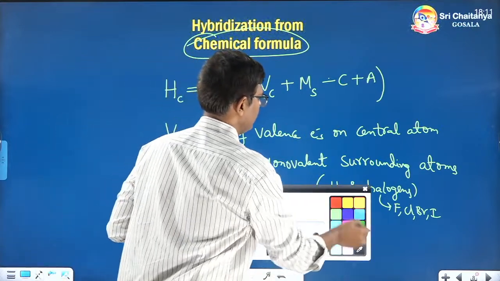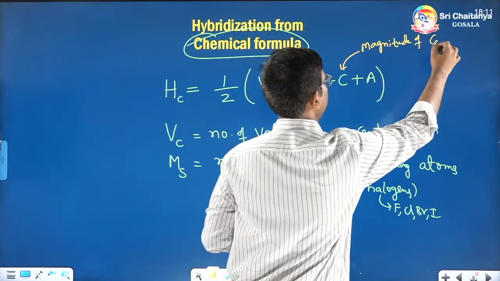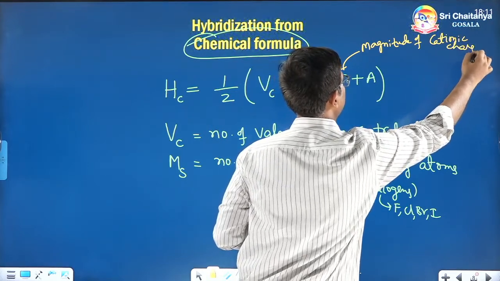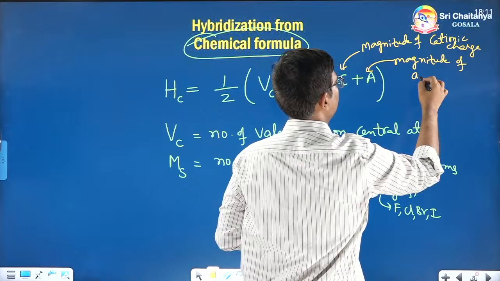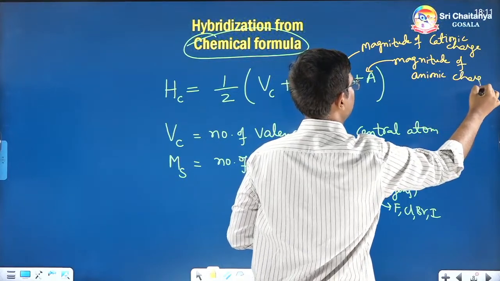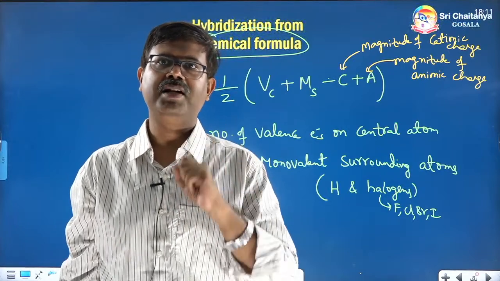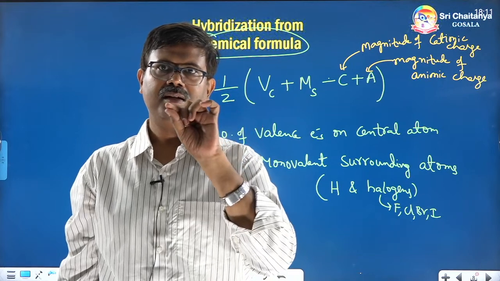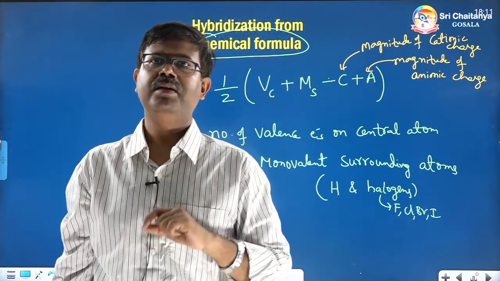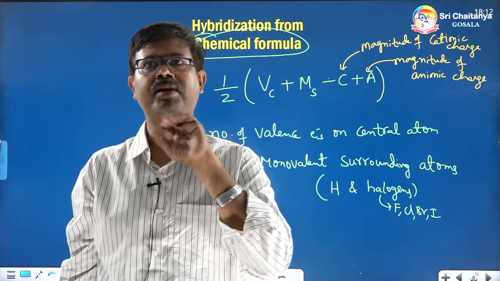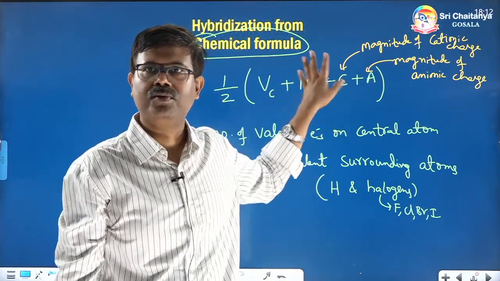What is C? C is the magnitude of cationic charge. A means the magnitude of anionic charge. See, what is magnitude? Magnitude means number. For example, if I give you minus 20, in that the minus is a sign, whereas 20 is a number. So here minus 20, what is the magnitude if I ask? 20 is the magnitude. Plus 30, what is the magnitude? 30, just the number. So suppose the charge is minus 3, the magnitude is 3.